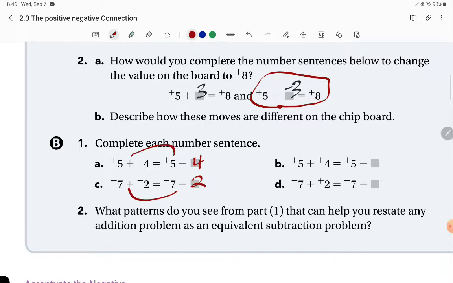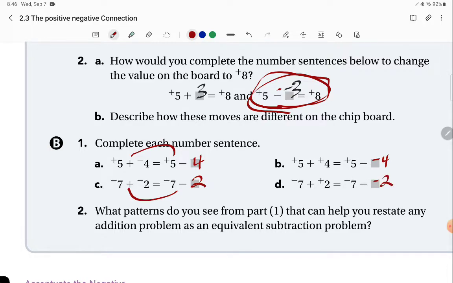And then over here, positive 5 plus a positive 4 is the same as positive 5 minus a negative 4, right? Because minus a negative, as we saw above, takes away, makes it positive, turns it to plus a positive, like this one right here. And then negative 7 plus positive 2 is the same as negative 7 minus negative 2.